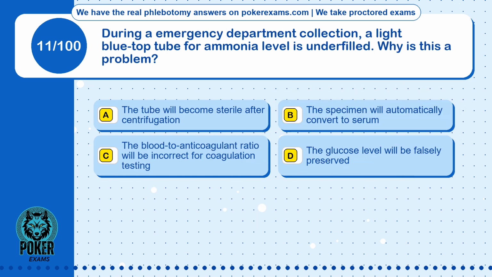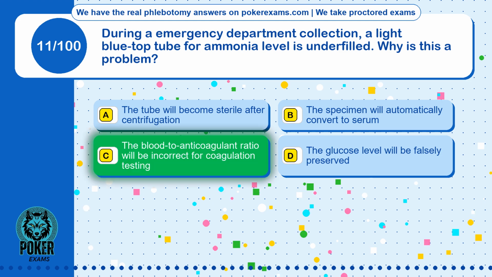Question 11. During an emergency department collection, a light blue top tube for ammonia level is underfilled. Why is this a problem? Option A. The tube will become sterile after centrifugation. Option B. The specimen will automatically convert to serum. Option C. The blood to anticoagulant ratio will be incorrect for coagulation testing. Option D. The glucose level will be falsely preserved.